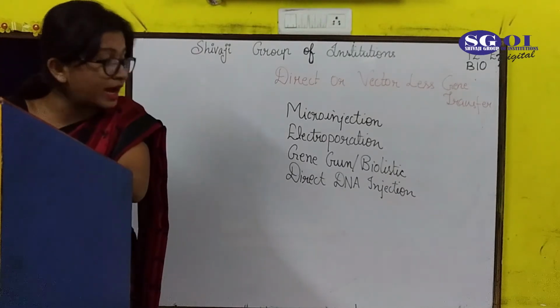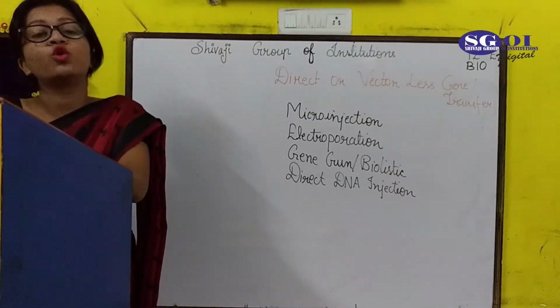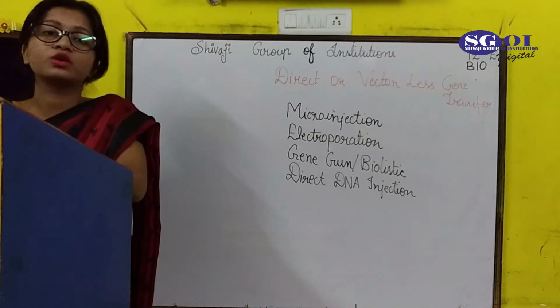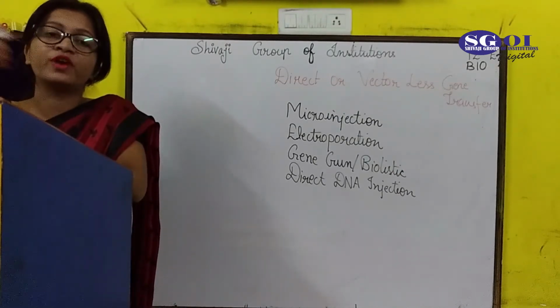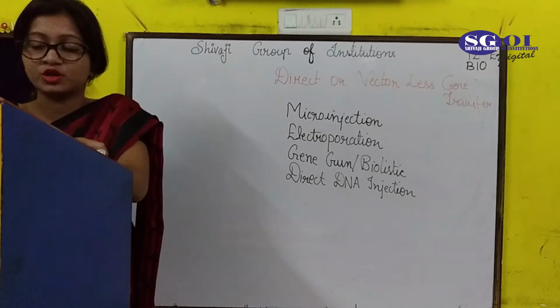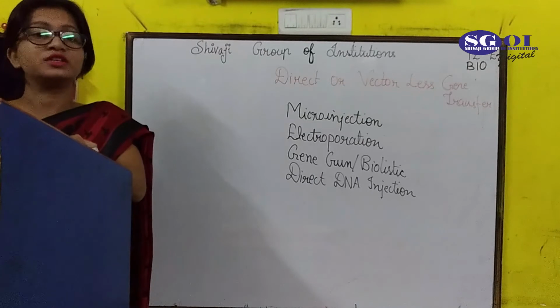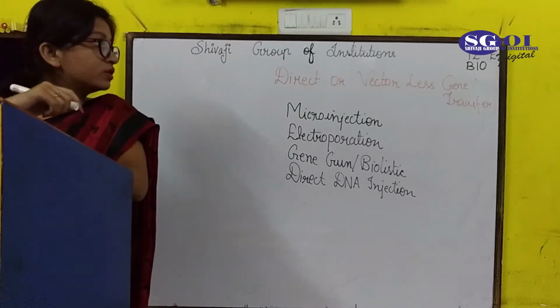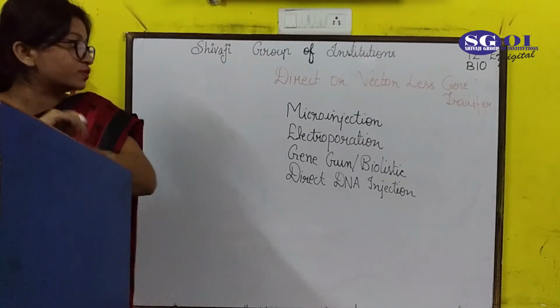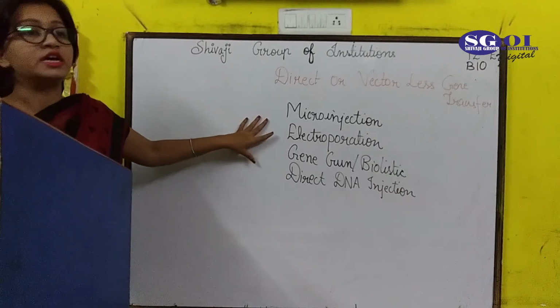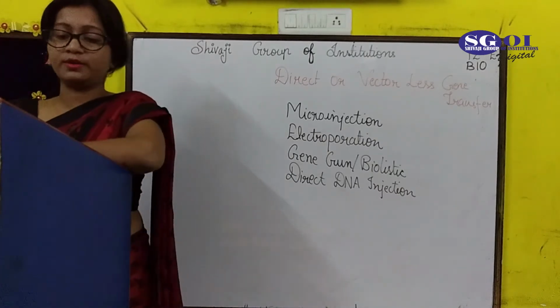By the transfer of direct DNA, the cure of several diseases is possible. The cure of several viral or bacterial diseases is possible because vaccines and immunization are possible with this process. So this is all about vectorless gene transfer: microinjection, electroporation, gene gun and also direct DNA injection.